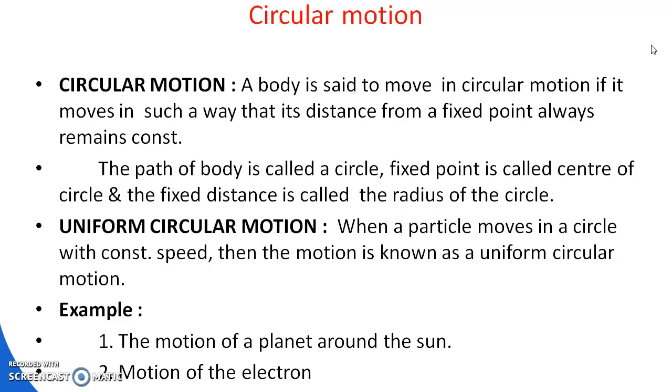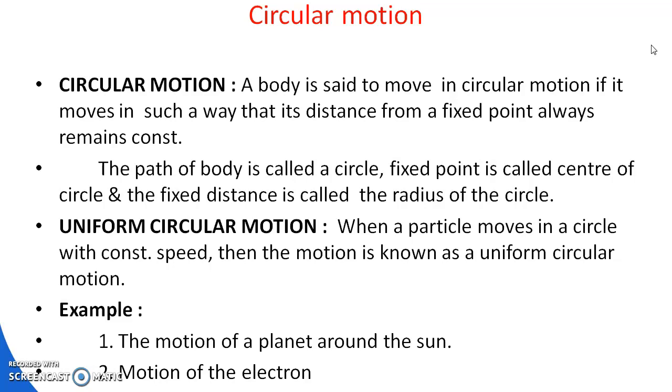What is the fixed point? The fixed point is the center of the circle. What is the fixed distance? The fixed distance is the radius of the circle. And the path covered by the body is the circumference of the circle. So this is the circular motion.